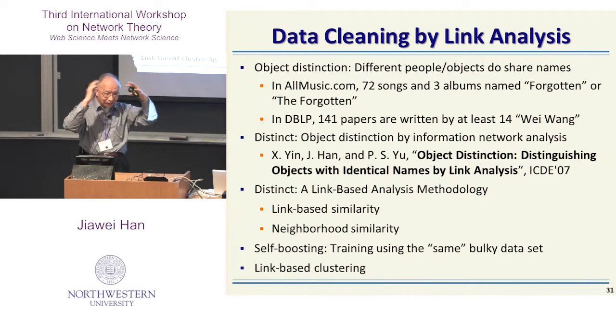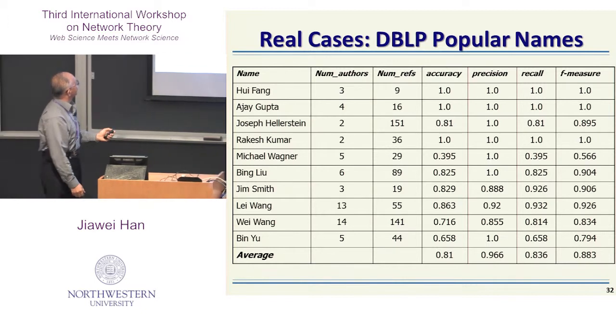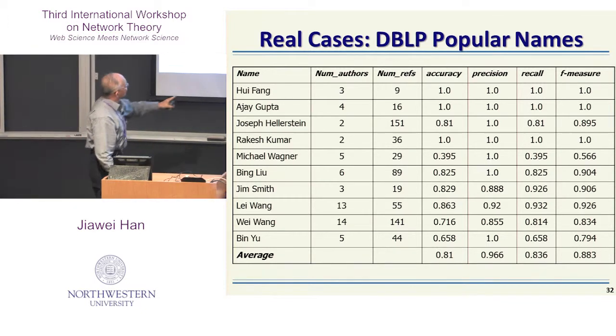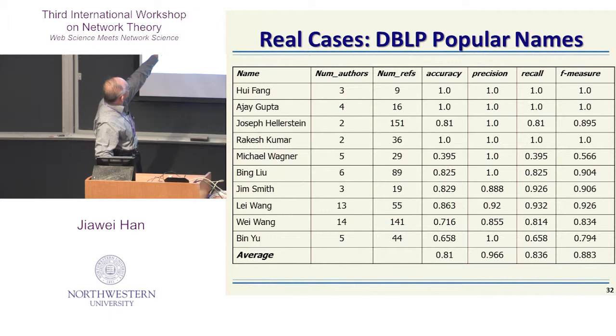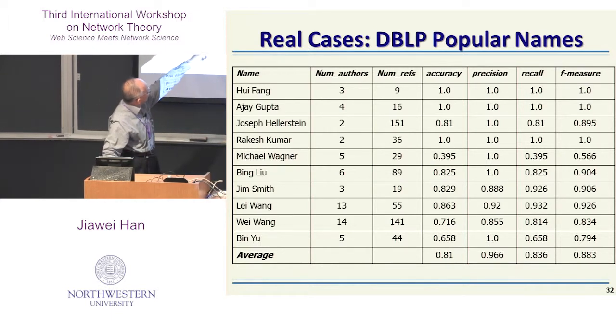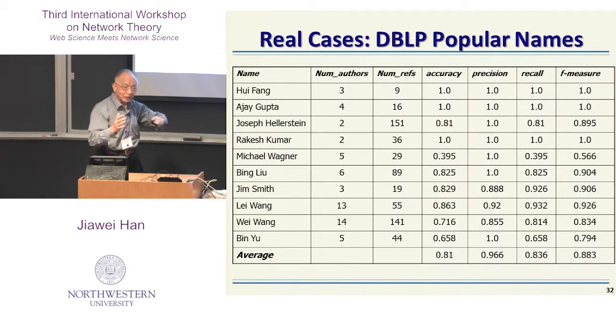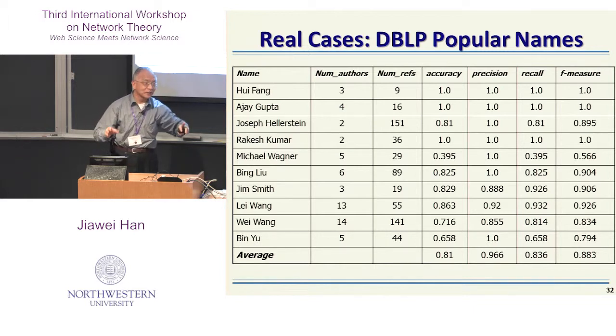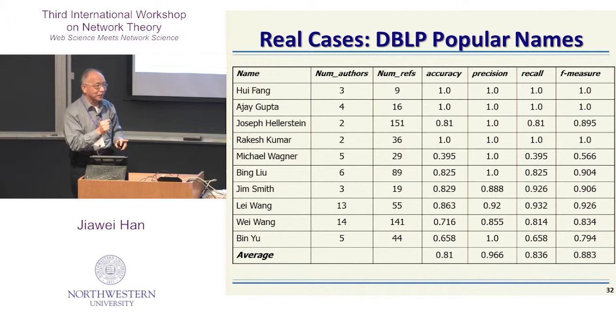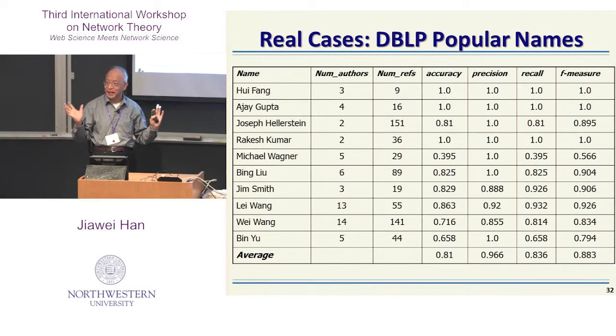We learn, we find the knives to cut different parts. Then finally you can probably see this. This one shows, for example, there are 3 Hui Fangs. The accuracy, precision and recall, both are 100%. Simply said, we chop them very nicely because they work in different fields. We also got Joe Hellerstein, who is a UC Berkeley professor, but there's another Joe Hellerstein in IBM Research. There are 3 or 4 different Joe Hellersteins. Fortunately, they have different middle names.